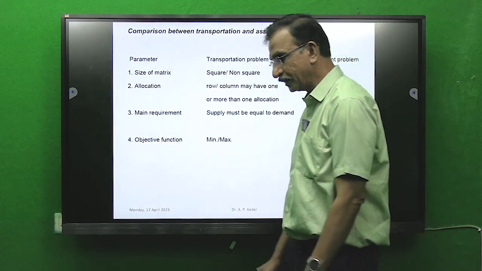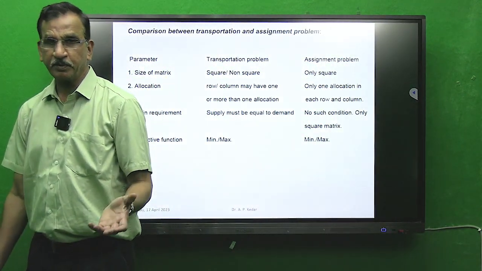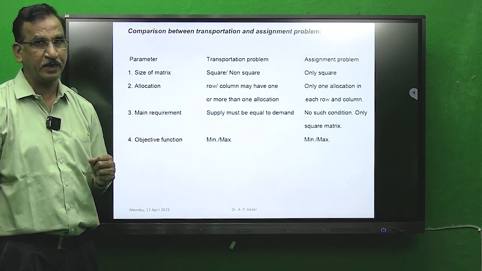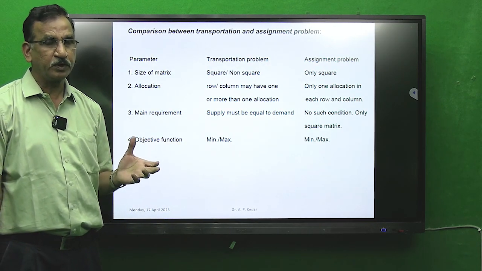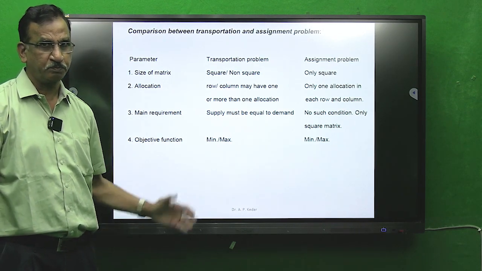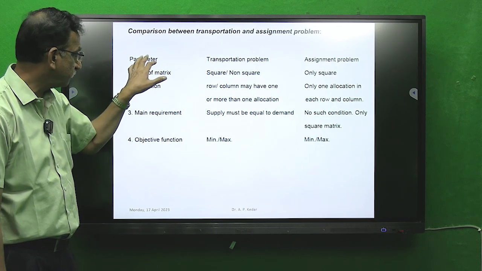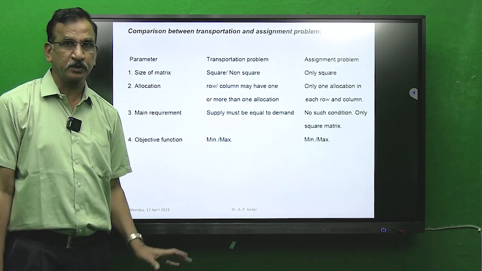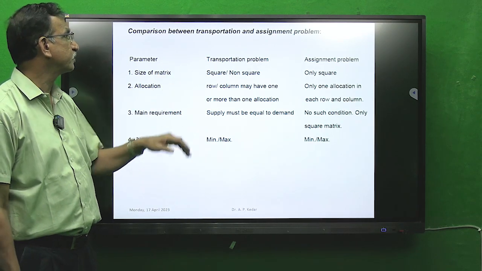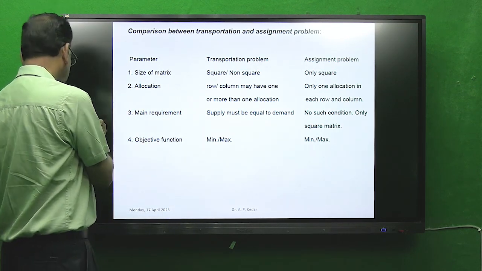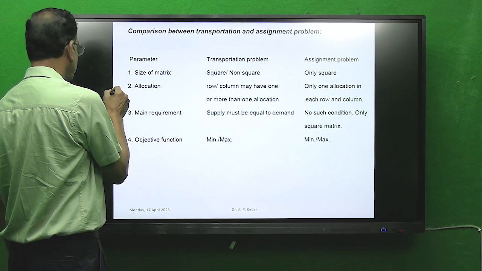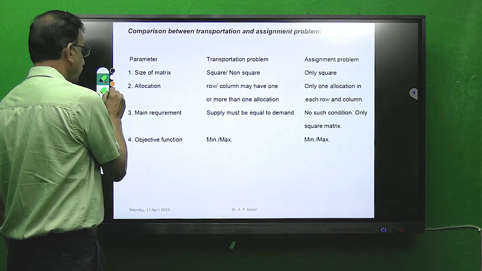Now we have seen that assignment problem and transportation problem, they go hand in hand. So let's see in brief what is the major difference between the assignment and transportation problem point-wise. I have written here some points. I will explain those points and you will be in a position to understand the precise difference between two aspects of decision making, which are nothing but one is transportation and the other is assignment.